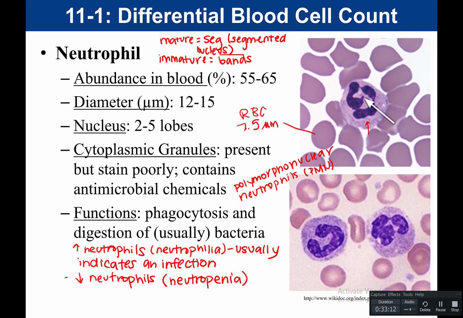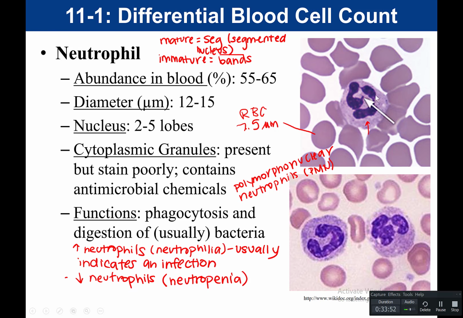So when you're studying your differential blood cell counts, you should be able to identify the different types of leukocytes. For example, notice on these slides that all of our leukocytes have the relative abundance, the diameter, so how big they are, the nucleus, what does the nucleus look like, what about the cytoplasmic granules, and what are the functions? There's a table in your question set that goes with this. You want to study this table. These are the things that you want to know for each of these white blood cells.